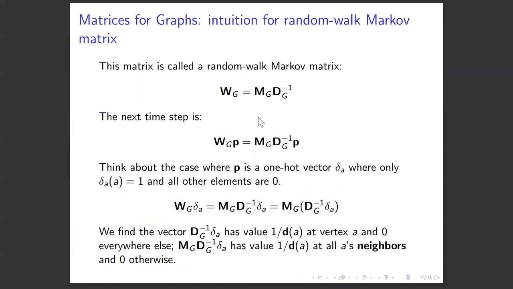So P is a one-hot vector, so it shows which node you are at first. It's like the random walk. I randomly select a node as a start node, and then I move to my neighborhood based on my out degree. Okay.